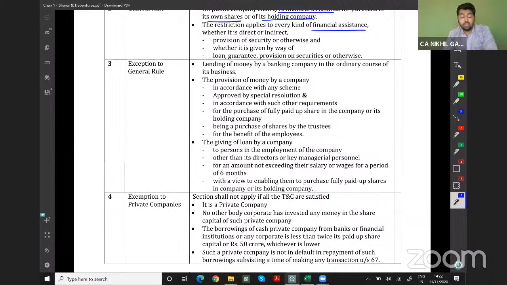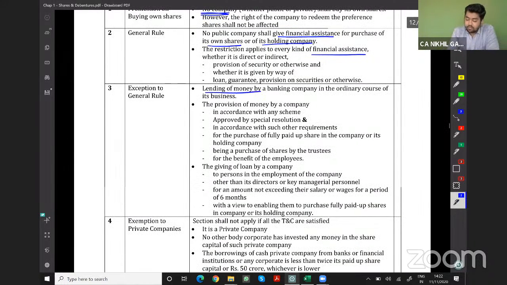Exceptions to the rule: lending of money by a bank in the ordinary course of business is allowed. Means, I am a bank, or a non-banking financial institution here. My main purpose is to lend money. So if I am giving him a loan, what purpose he is using it for is none of my business. So in that case, this is the exception.